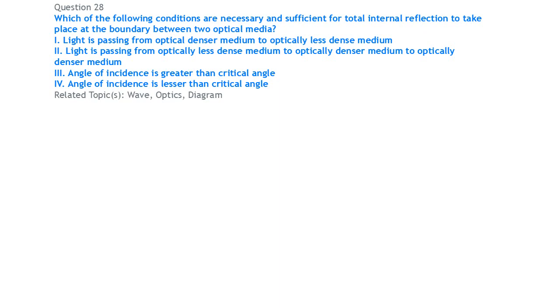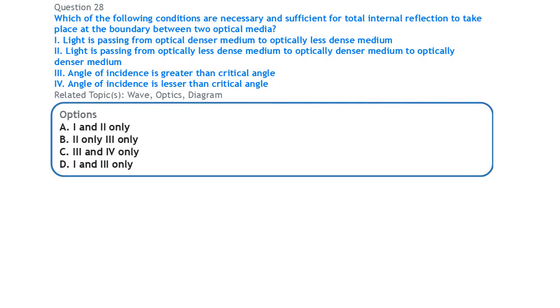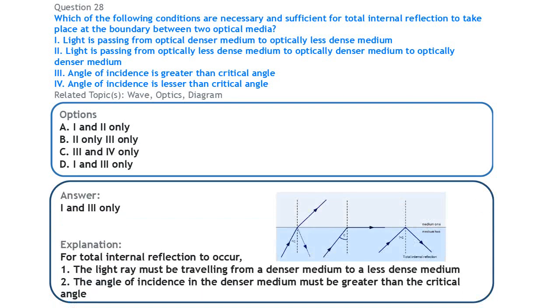Next question on optics. The question is, which of the following conditions are necessary and sufficient for total internal reflection to take place at the boundary between two optical media? That is, two media that allow light to pass through. For total internal reflection to occur, there are two conditions required. Number one, the light must be traveling from a denser medium to a medium that is less dense.